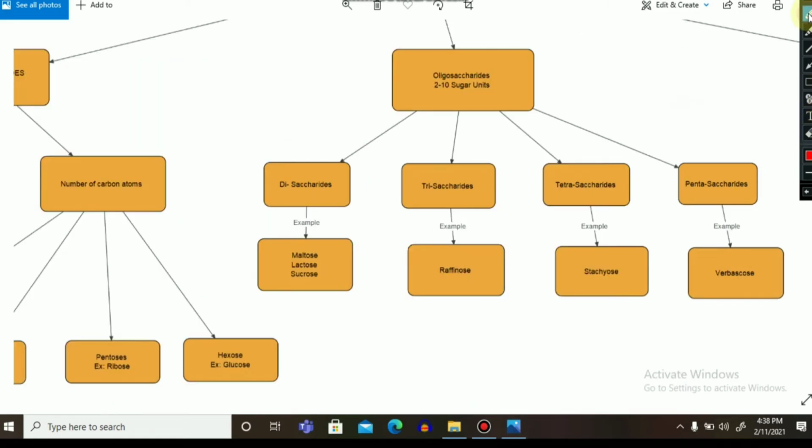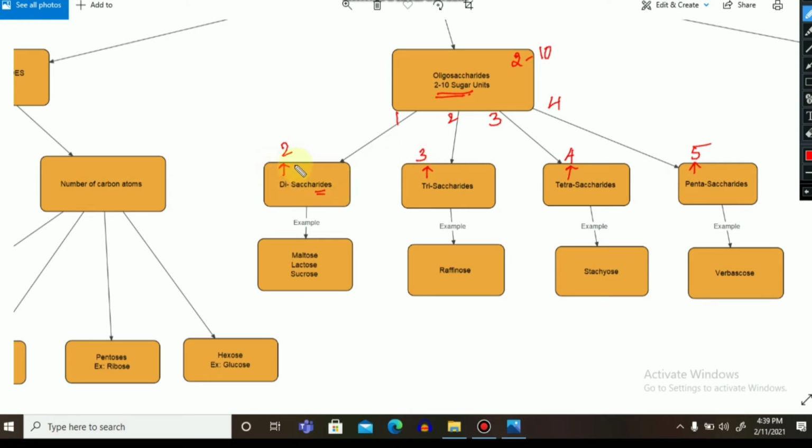In the case of oligosaccharides, you will have 2 to 10 sugar units connected. In the case of mono, only one sugar unit was there, but in the case of oligosaccharides, 2 to 10 sugar units are connected with each other. This is again divided into four: disaccharides, di is 2, trisaccharides 3, tetrasaccharides 4, pentasaccharides 5. You know what is meant by saccharides? It's nothing but the carbohydrates or sugar.